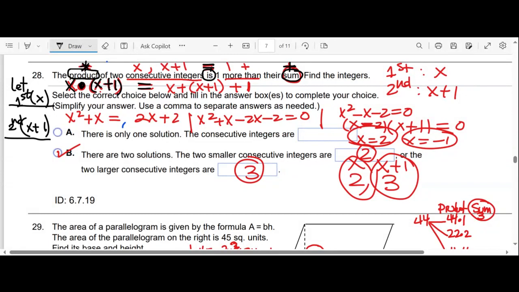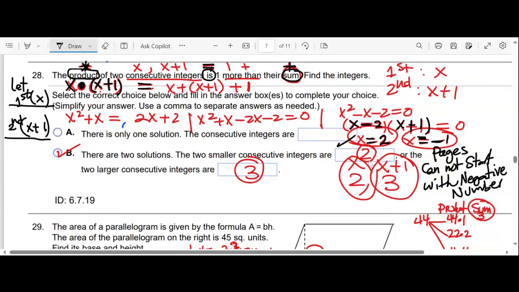Because the book, because pages cannot start with a negative number. Write it down so you can know. So we have here x minus 2, x plus 1. So your answer will be minus 1 here and 2 here. So we choose this one. So if the first one is 2, the second one will be what? 3. Is this clear?